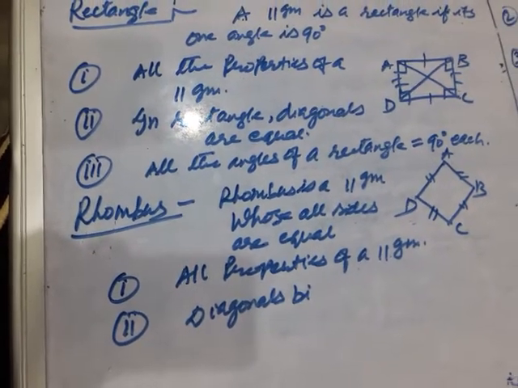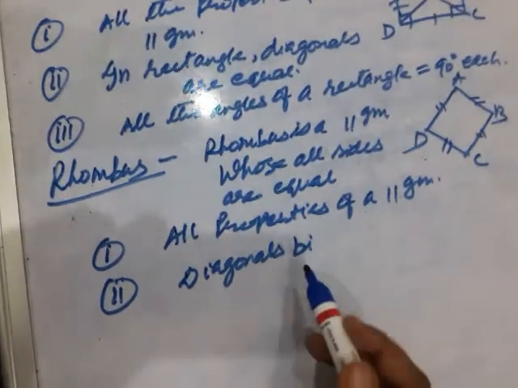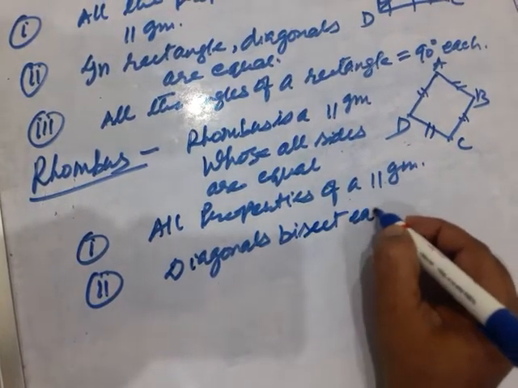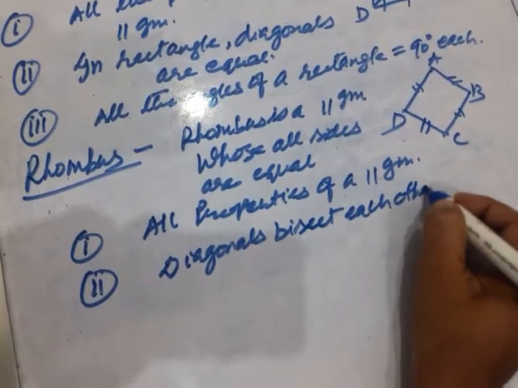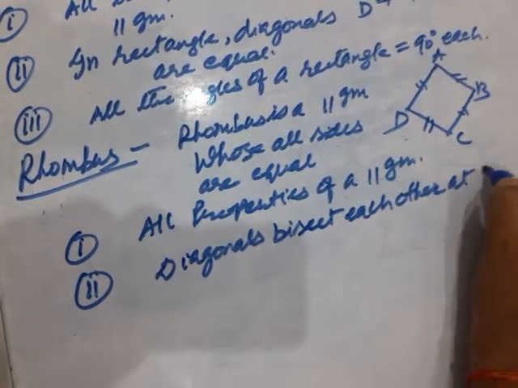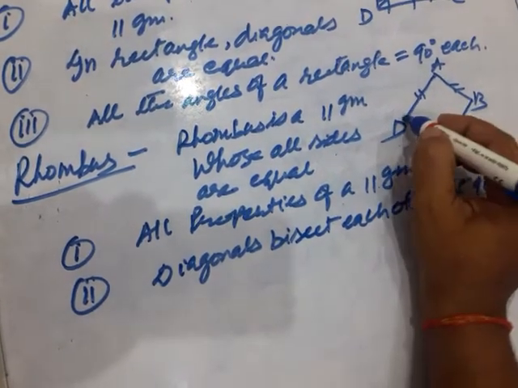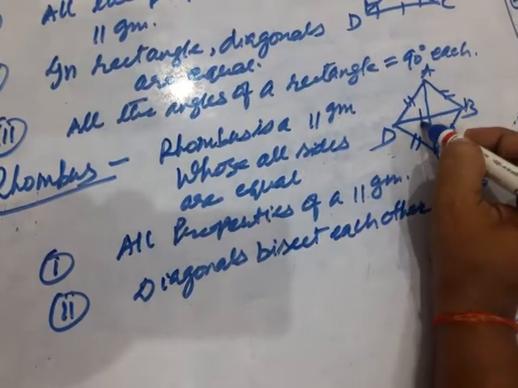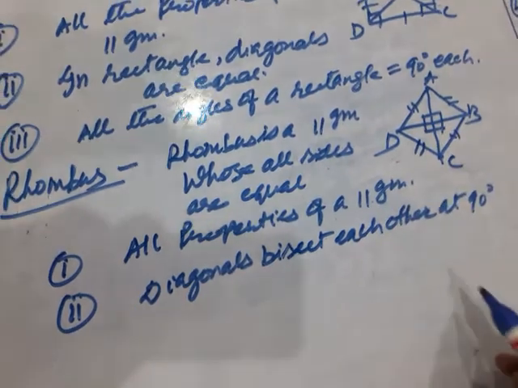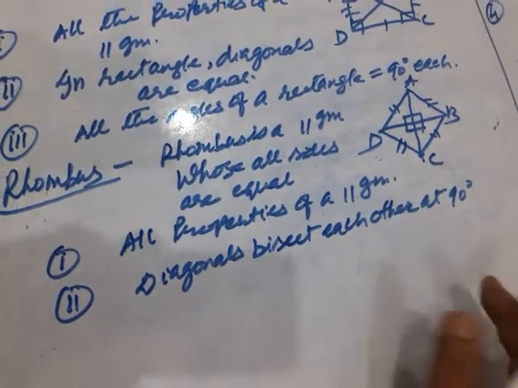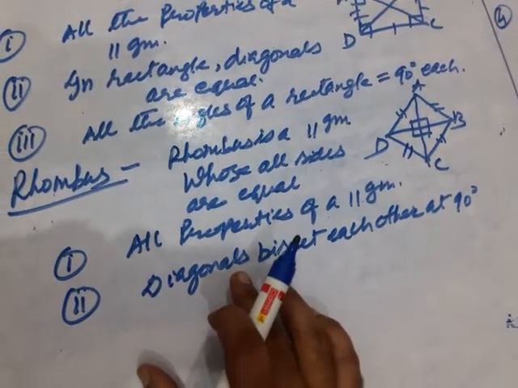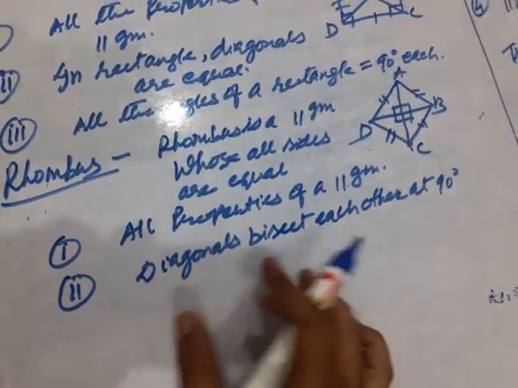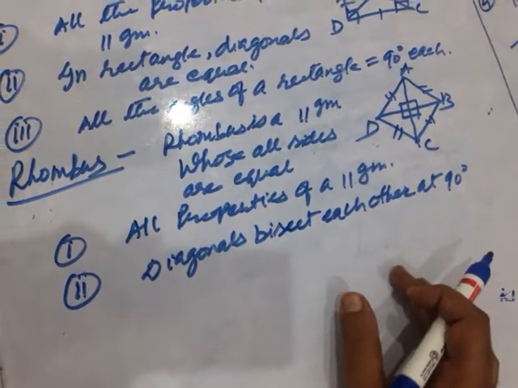Clear? In the case of a rectangle also, the diagonals bisect each other. Here, in the case of this rhombus, diagonals bisect each other at 90 degrees. Okay children, so these are the foremost properties of a rhombus. All properties of a parallelogram it holds, and diagonals bisect each other at 90 degrees.